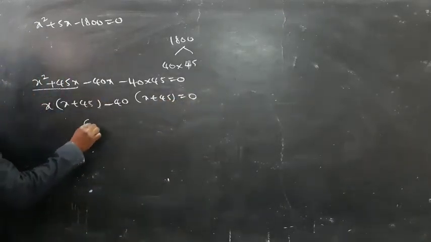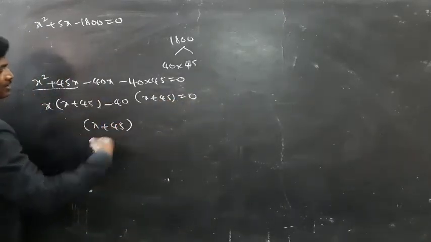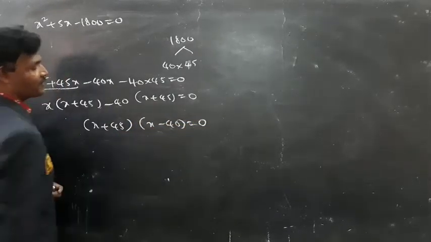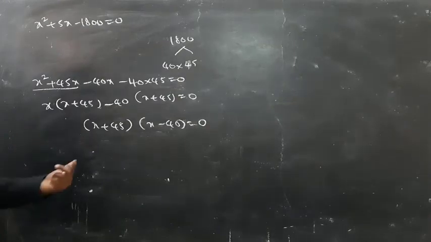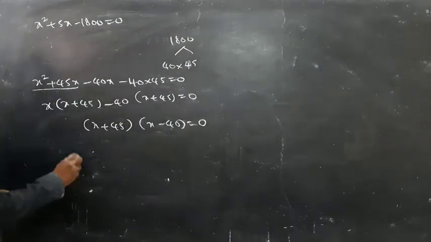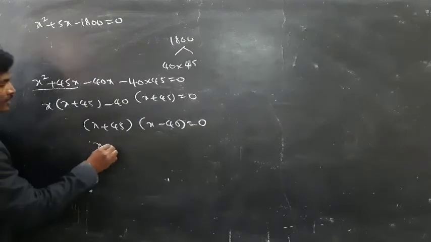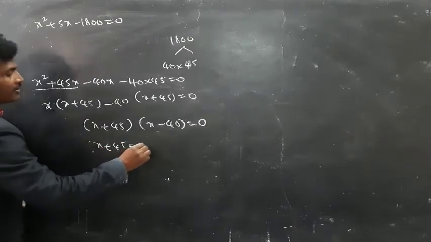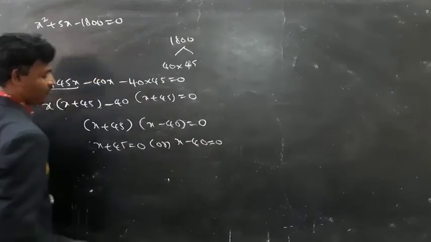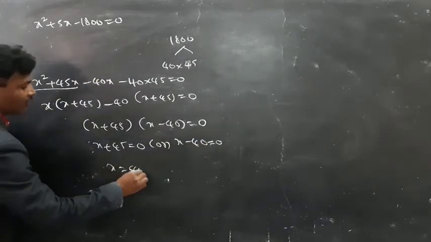So once again here I am taking x plus 45 as common. So what is the remaining here? x plus 45 into x minus 40 is equal to 0. As per the property, if AB is equal to 0, A is equal to 0 or B is equal to 0. x plus 45 is equal to 0 or x minus 40 is equal to 0. So finally what is the value here? x is equal to 40.